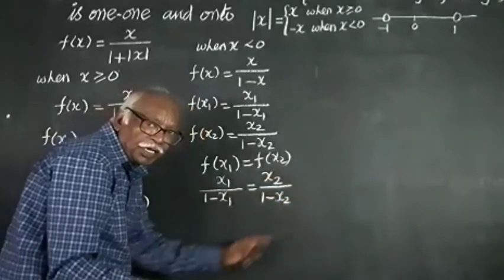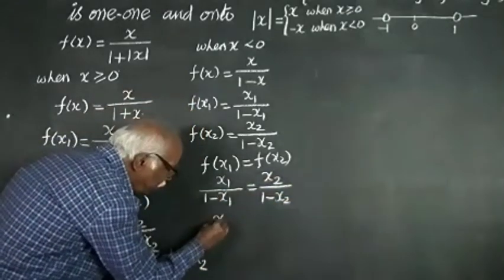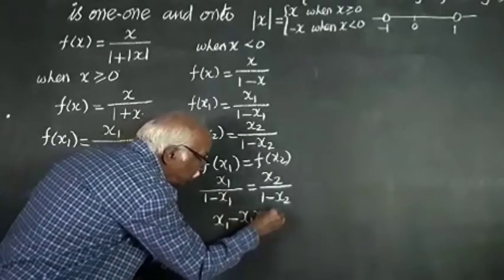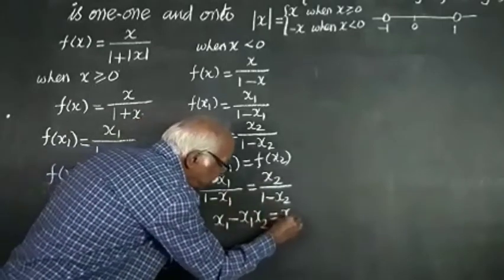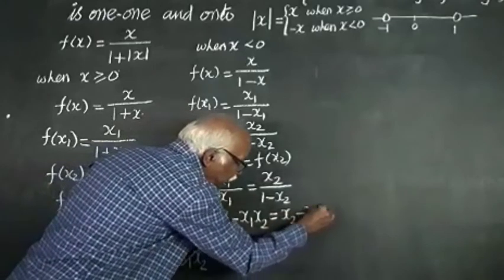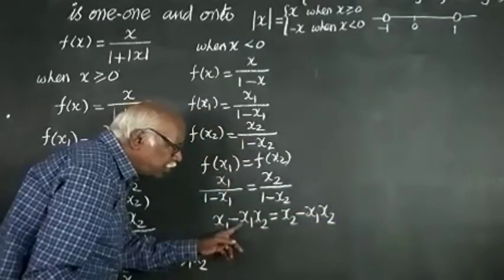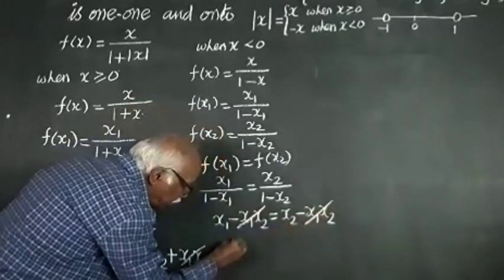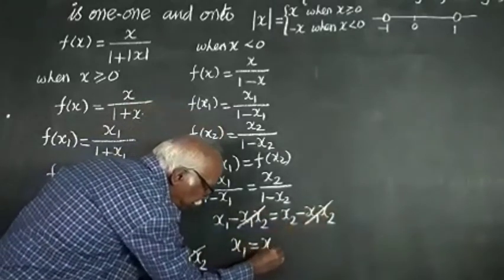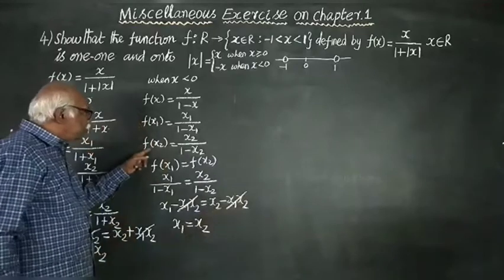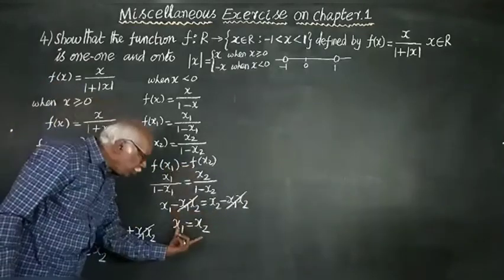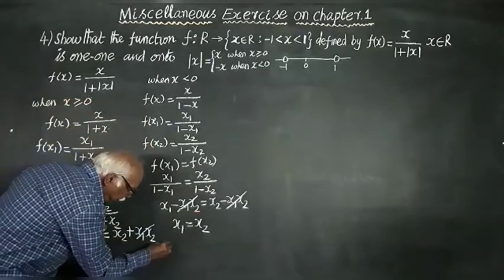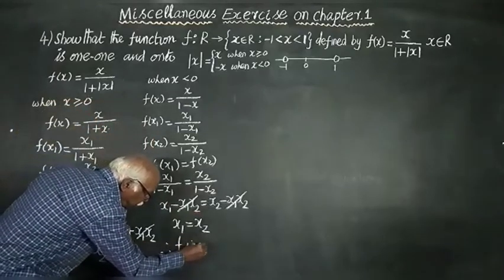Now cross multiply: x1 minus x1 x2 equal to x2 minus x1 x2. So minus x1 x2 on both sides cancel. Therefore x1 equal to x2. So we assumed f of x1 equal to f of x2 and have proved x1 equal to x2 in both the cases. Therefore f is 1-1.